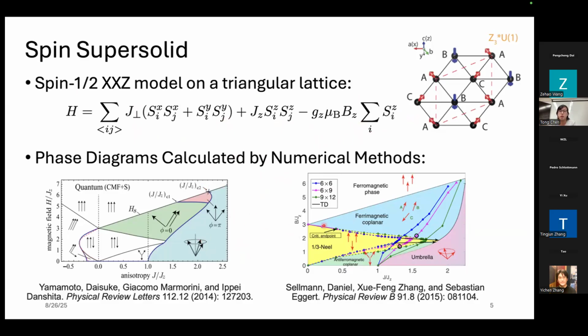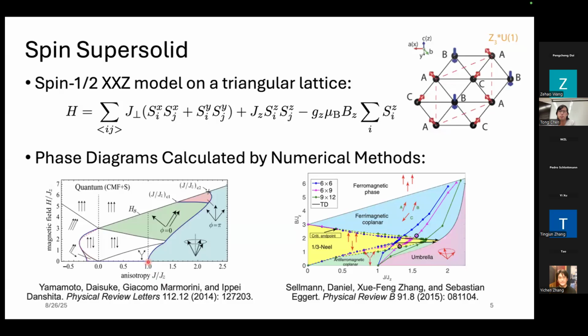But these are numerical studies, which appeared around 2014-15. The left-hand side is the cluster mean field, and the right-hand side is the DMRG. They're mostly consistent, and we can examine several points in the parameter space we are familiar with, like the Heisenberg point where J perpendicular equals JZ, which is 1.0 here, and then in zero field. The y-axis is the field and the x-axis is J perpendicular over JZ.